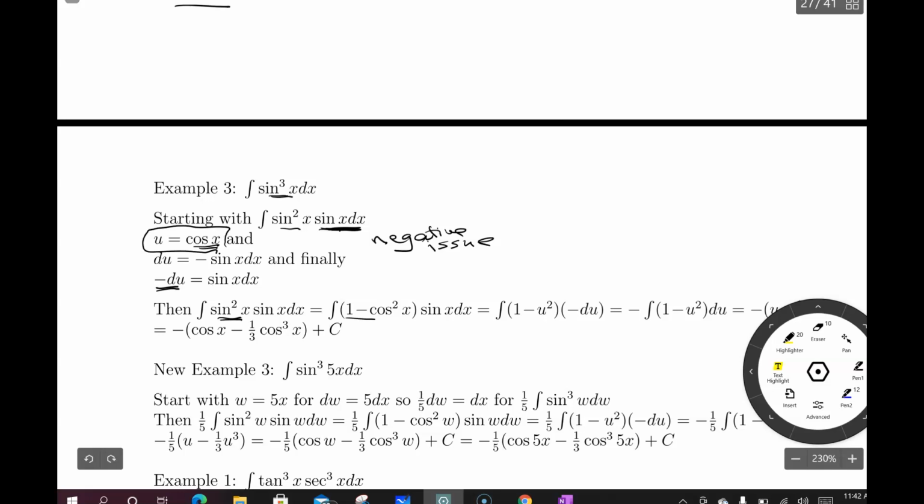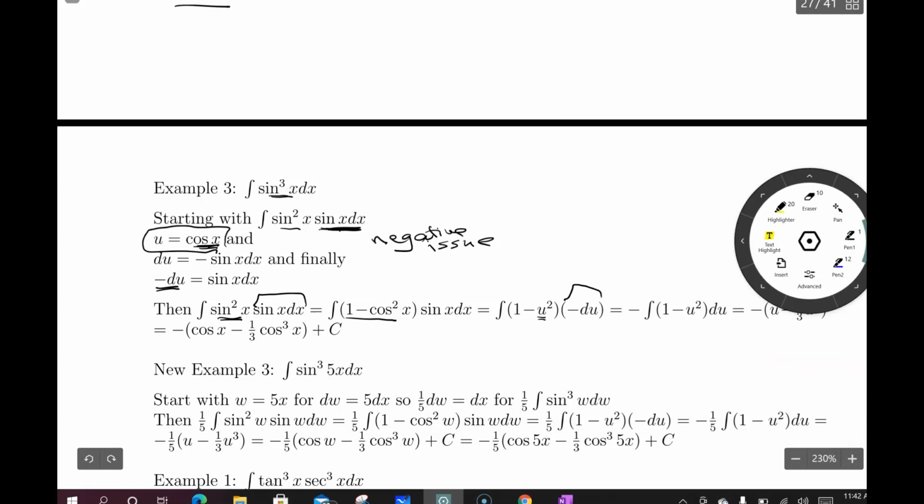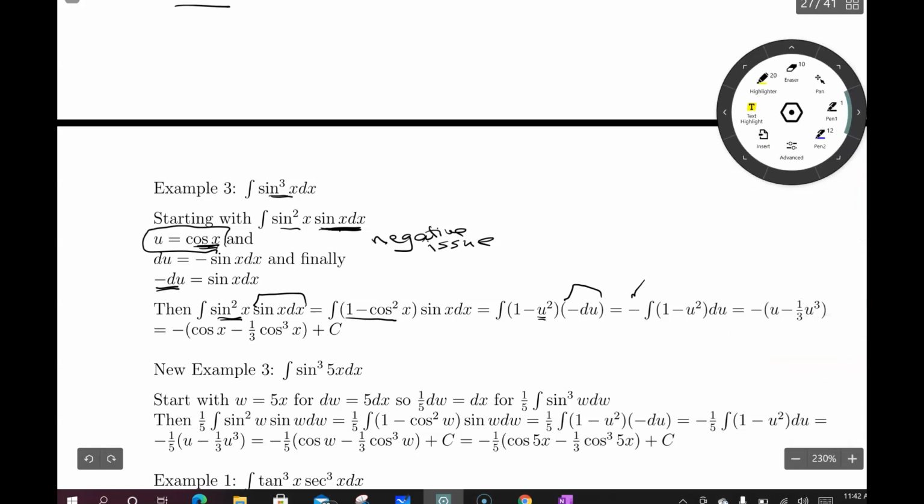So sine squared is going to be replaced with 1 minus cosine squared. So I get everything in cosines. So I'll have 1 minus u squared, and then sine x dx will get replaced with a negative du. So I'll pull the negative on the outside. So I just have 1 minus u squared in here.